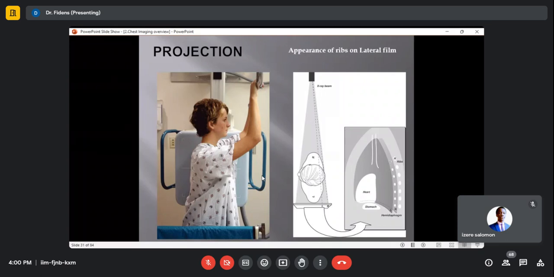That's how it is done now. You see, the patient is turned sideways and the X-ray source is coming from the side. Okay? The X-rays are coming from the side.